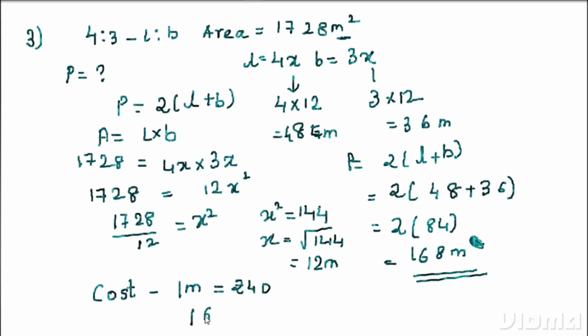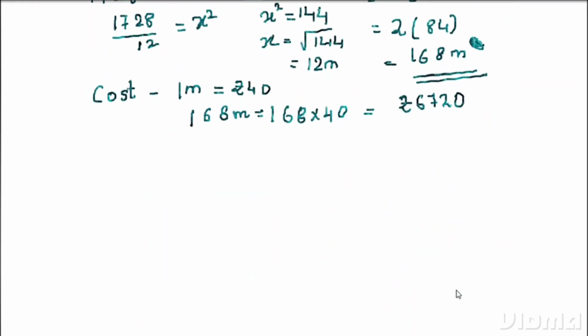So what will be the cost of 168 meters? It will be 168 multiplied by 40, and that is giving me rupees 6720. So this is the cost of the complete square ground perimeter. Now let's move on to the fourth question.